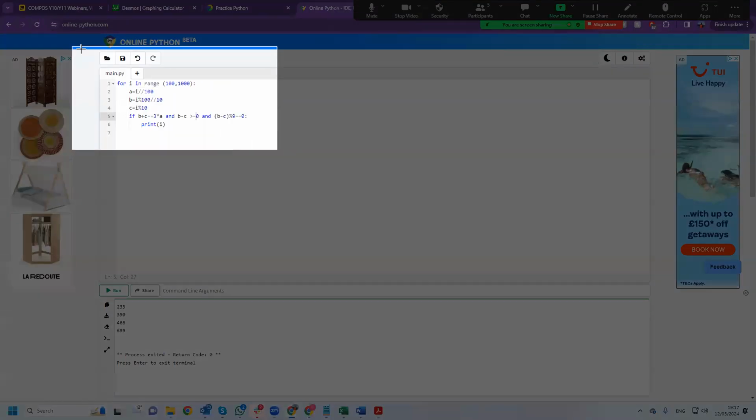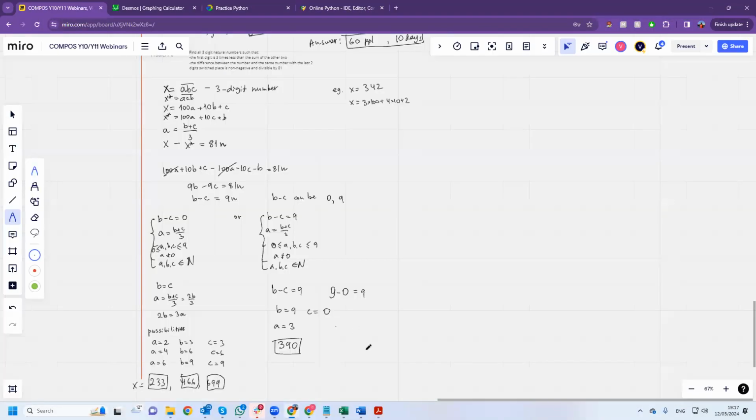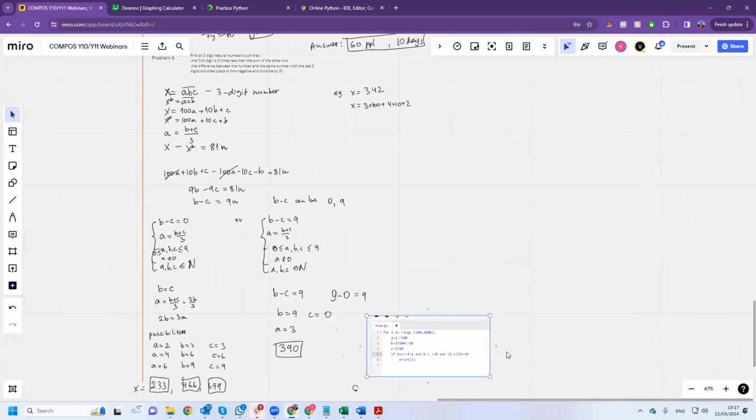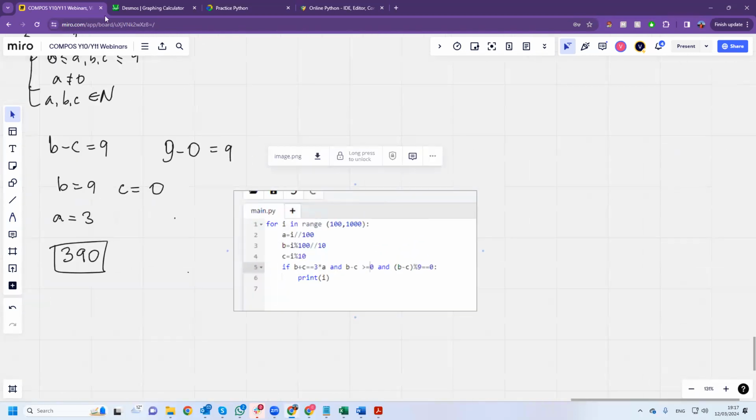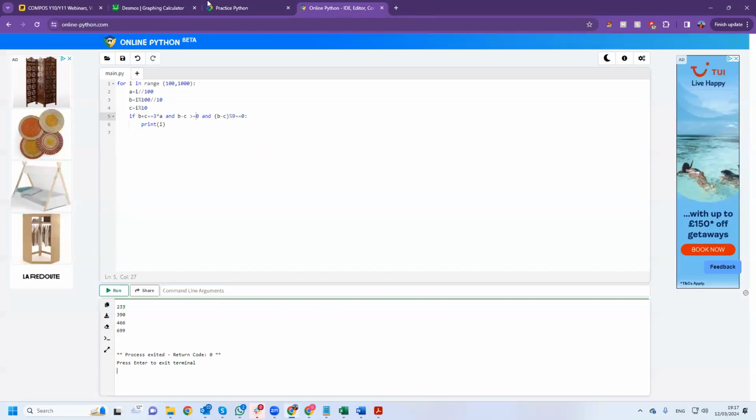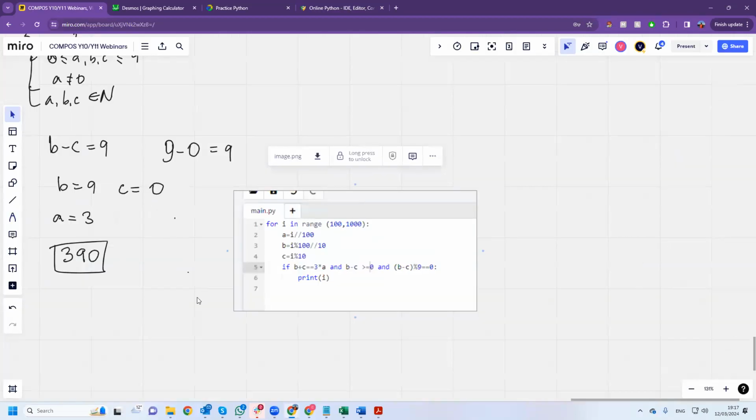So here's the code of this problem in Python. Okay, so that's practice. Do give it a go.